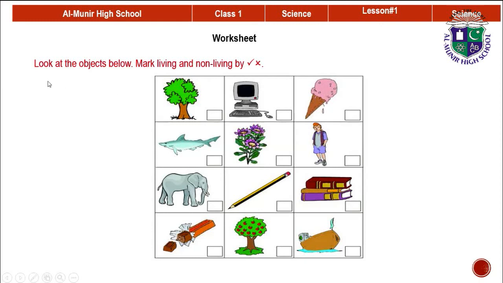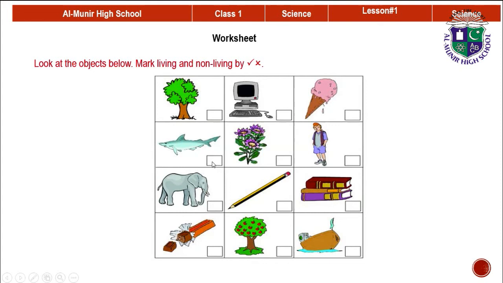Now this is your worksheet. Look at the object below. Mark living and non-living things, living by tick and cross. So tick the living things and cross the non-living things. So tick in the box of tree. Tree वाले box में tick कीजिए because tree is a living thing.